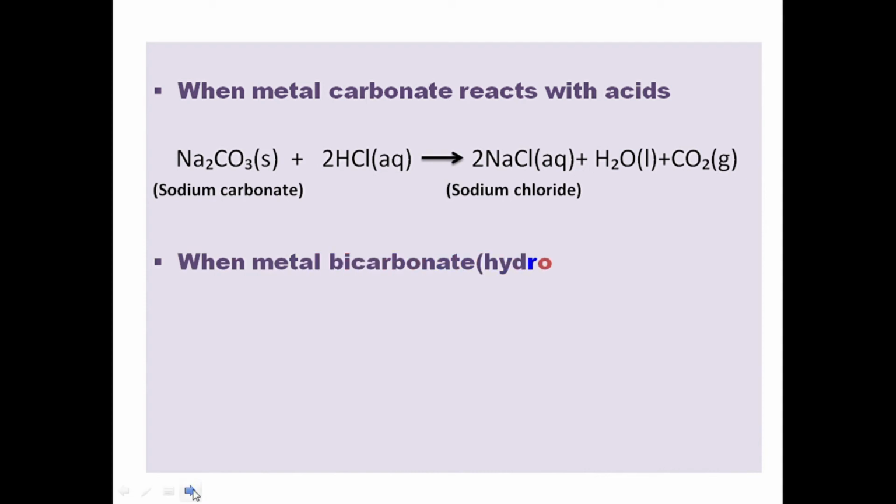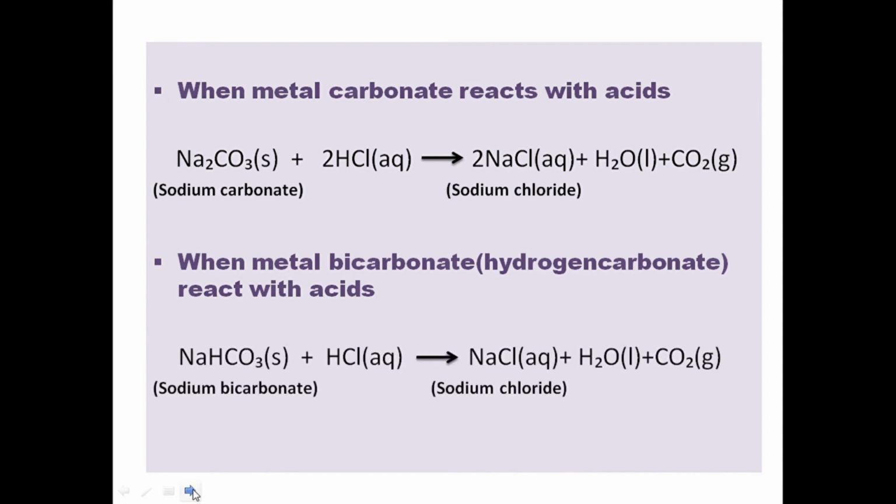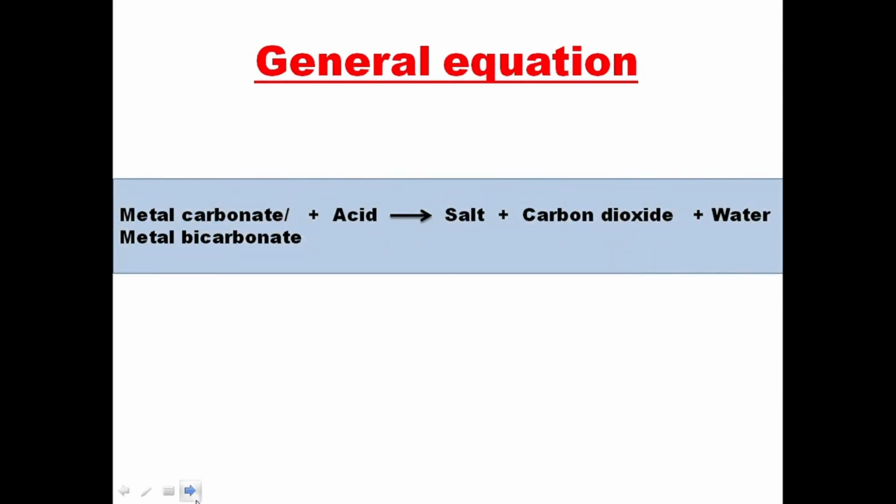Similarly, when metal bicarbonate, which is also known as hydrogen carbonate, reacts with acids, it forms similar equations. You can see the change in the formula of NaHCO3, which is sodium bicarbonate, and Na2CO3, which is sodium carbonate. So it reacts with acid, which is HCl, and forms the corresponding metal salt NaCl, H2O and CO2. Also, the general equation for this experiment is: metal carbonates and bicarbonates react with acid and form metal salt, carbon dioxide gas and water.